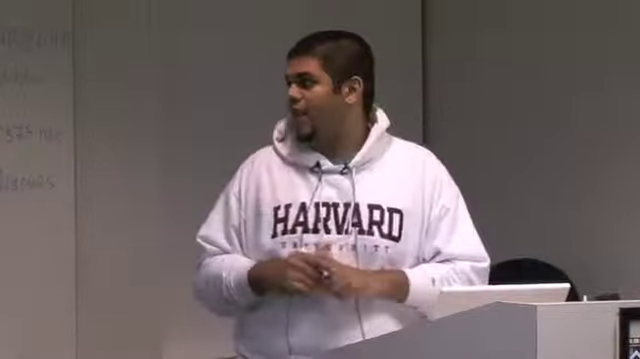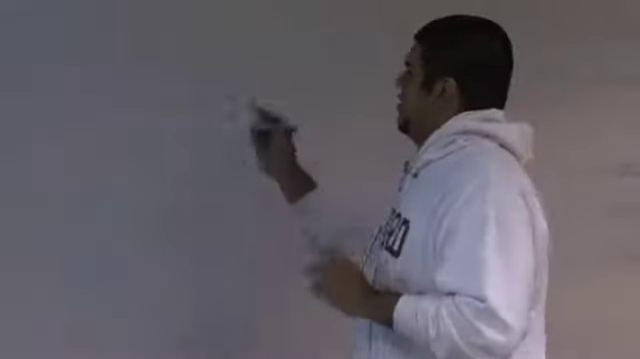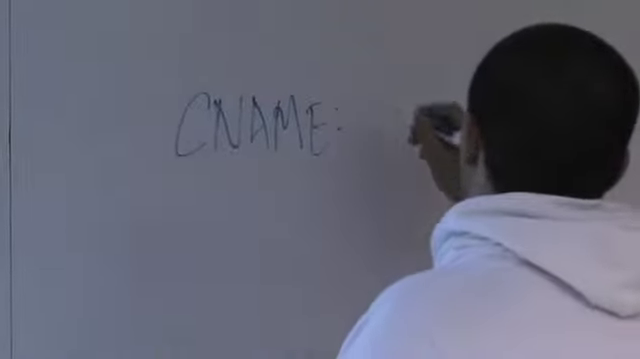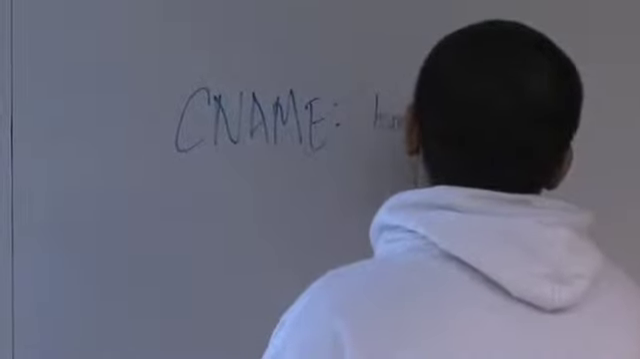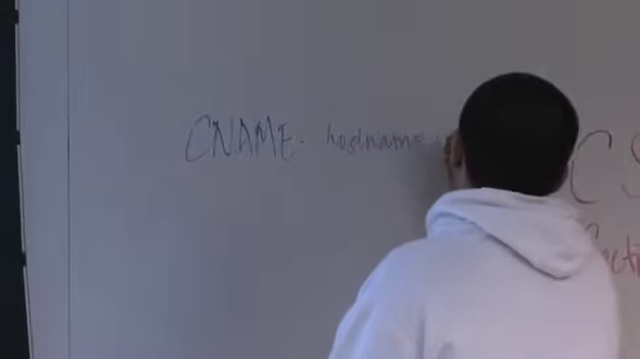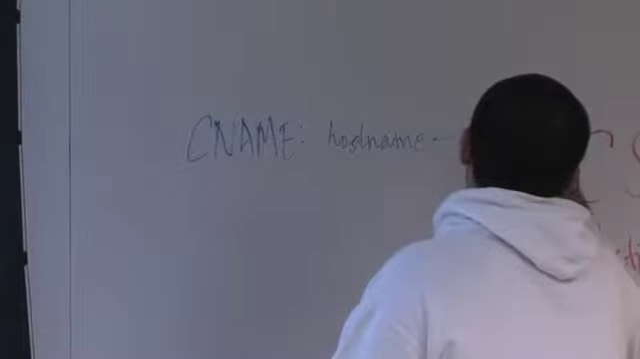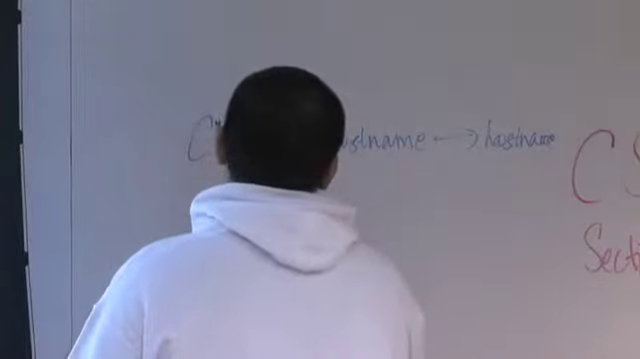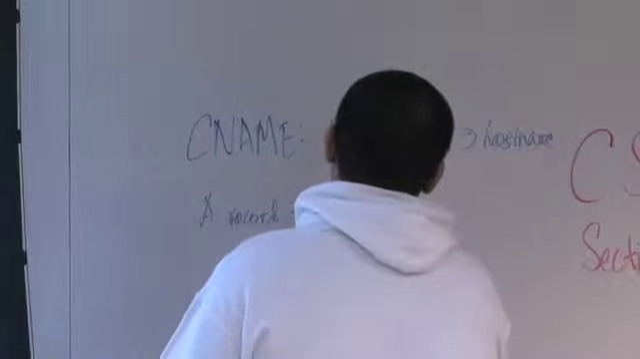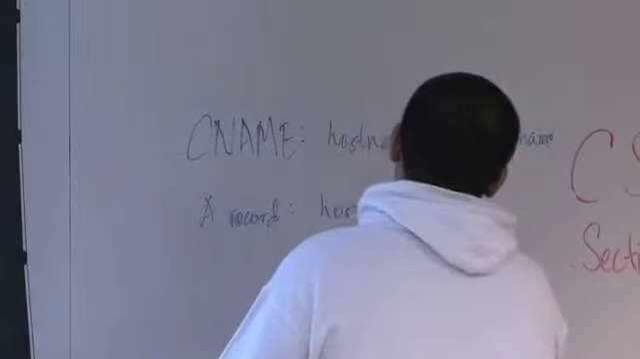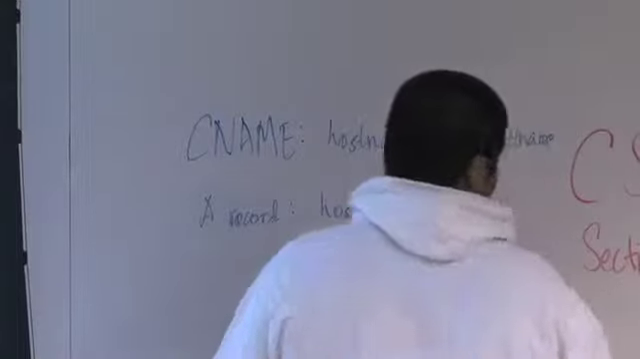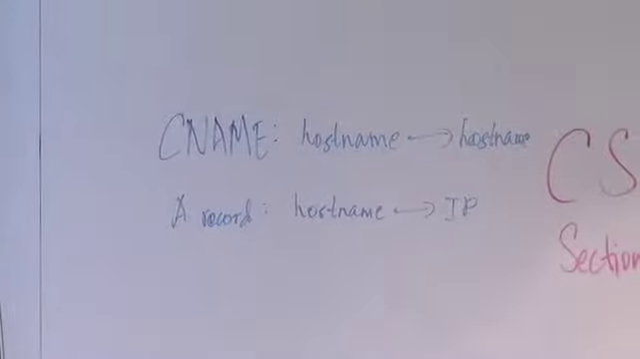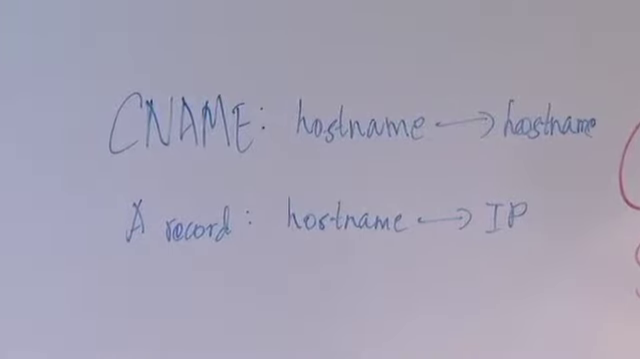CNAMEs are basically maps. A CNAME record is basically a map of a host name to another host name. An A record is a map of a host name to an IP address. So here, all your websites will be hosted on cloud.cs75.net.